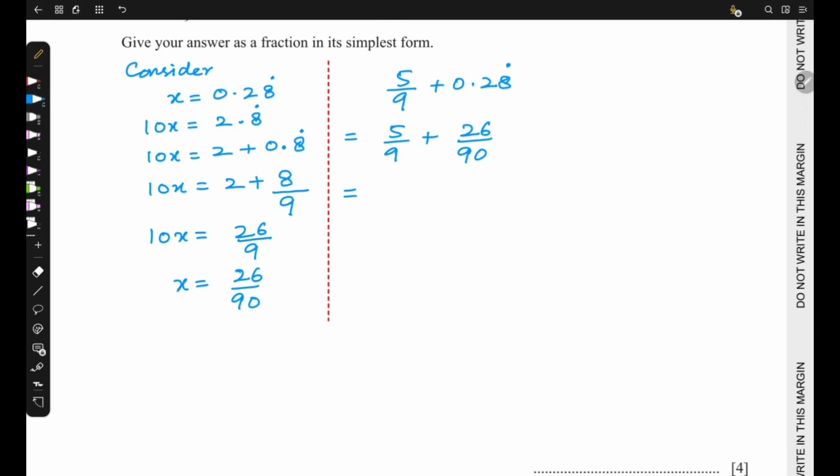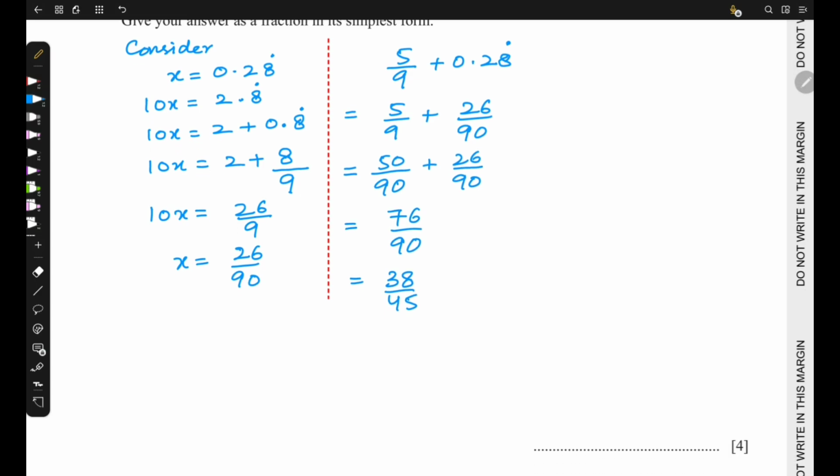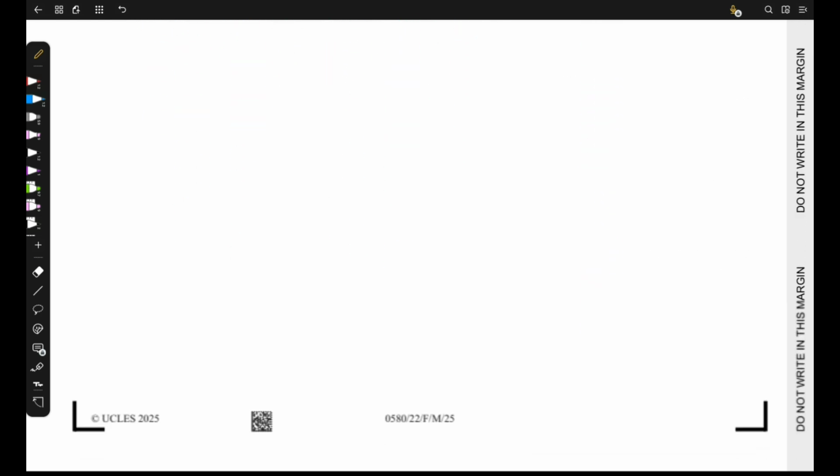So the first fraction would be multiplied by 10. 5 times 10 is 50, 9 times 10 is 90, plus 26 over 90. At the end you will get 76 over 90, and if you simplify it you will get 38 over 45. So this is your required final answer, 38 over 45. Moving on.